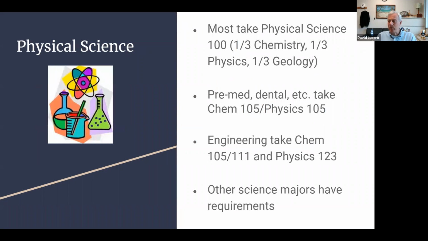Physical science, most people take physical science 100. It's a little bit of chem, physics, and geology all in one. If you're a science-based major, you have to take 2 classes. So pre-med and such take Chem 105 and Physics 105. Engineering, generally Chem 105 or 111, and Physics 121 or 123. Other science majors have different requirements.